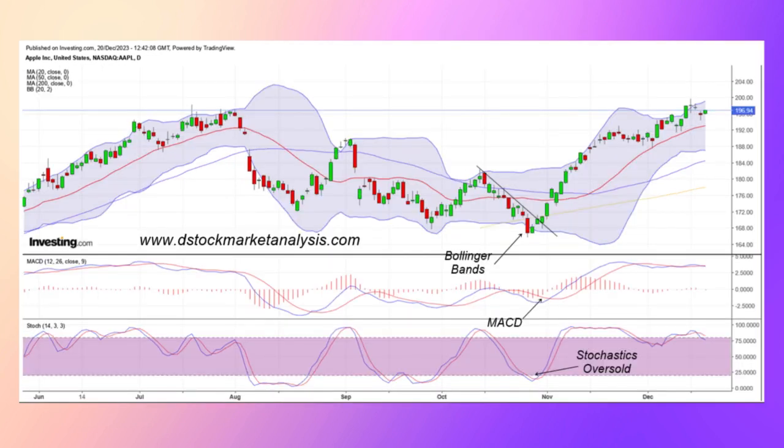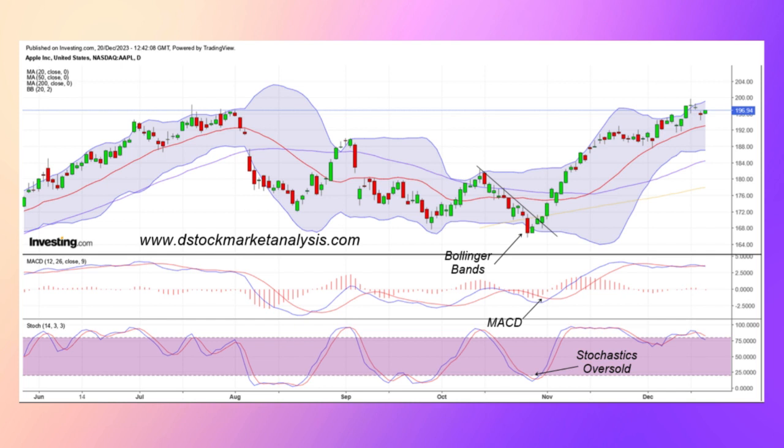This is the same daily chart, but I've overlaid it with Bollinger Bands, the MACD, and also the stochastics that are oversold. Now, remember, when we are able to locate the point where it stops dropping, I said the 200-day moving average. But we want to be confident in our analysis, so we put in a few types of indicators. For example, you can put in the Bollinger Bands.